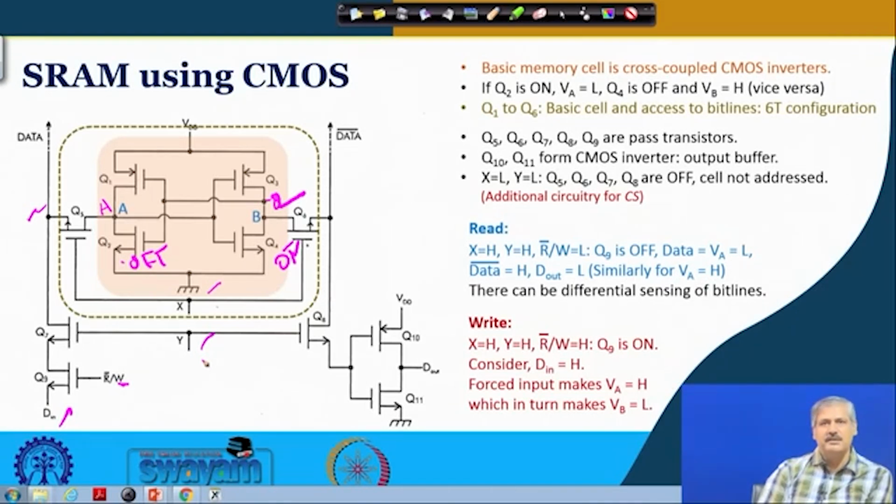So, accordingly this switching will take place, and for writing a 0, this will be low. So, this value will be low at that time, which will force this one to be on and this one to be off. Okay. So, this is one typical arrangement.